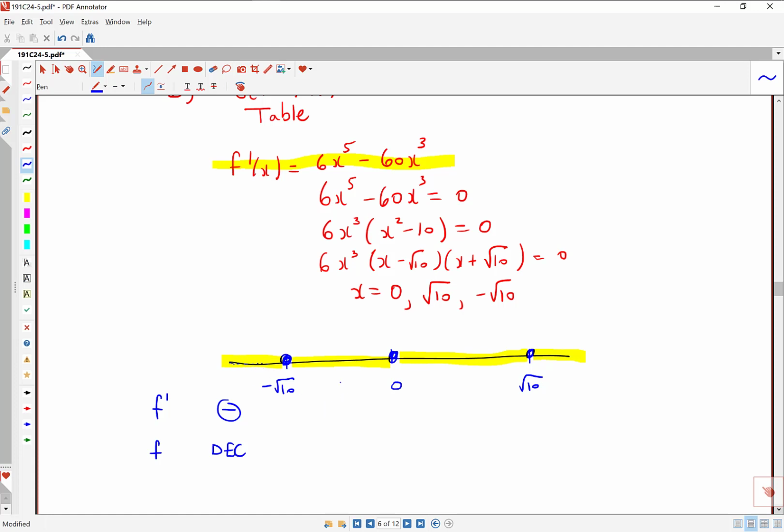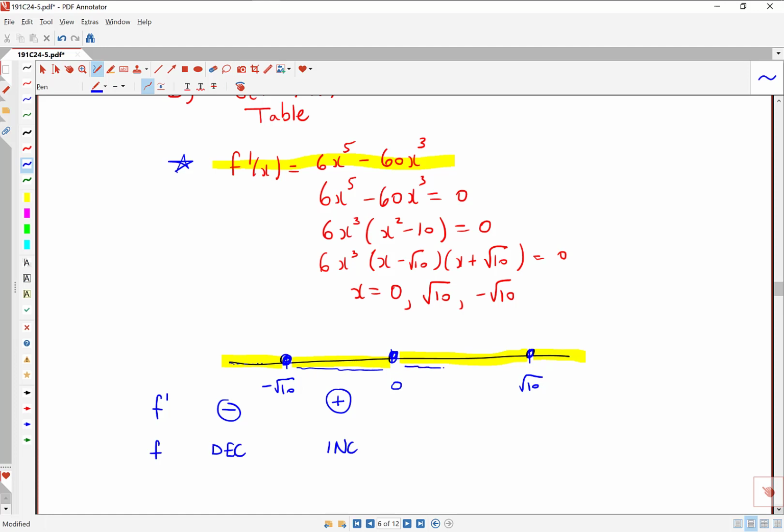Okay, and then we're going to do a similar thing for this interval here now. We're looking at the numbers strictly between negative root 10 and 0. So maybe you want to choose negative 1 or negative 2. Put that into f prime, which we've got up near the top of the screen here, and that comes out to a positive number. So that tells us that our function is increasing through all of those x values.